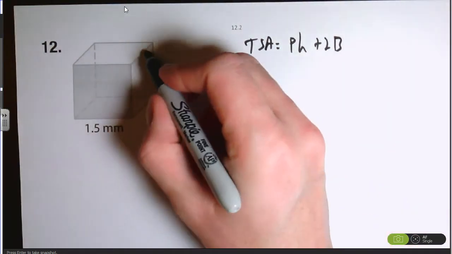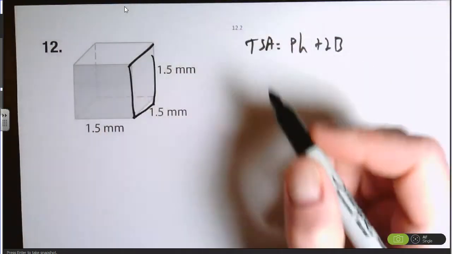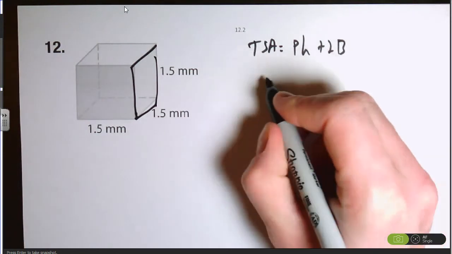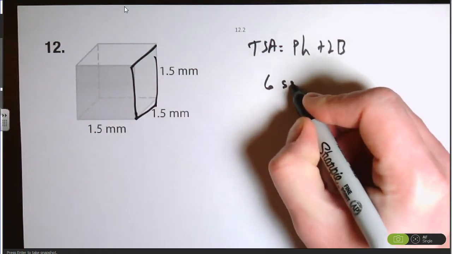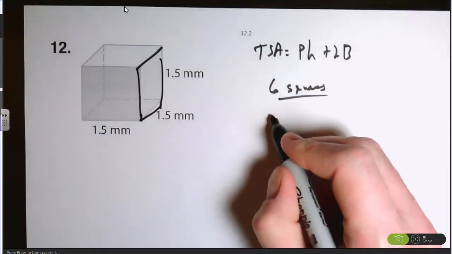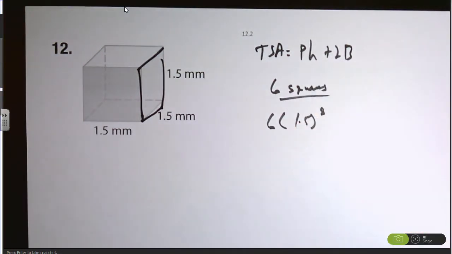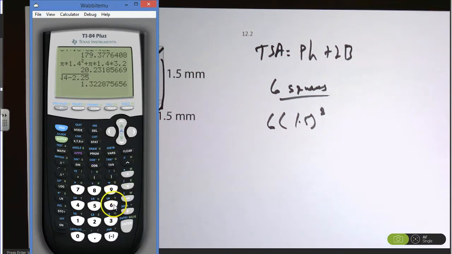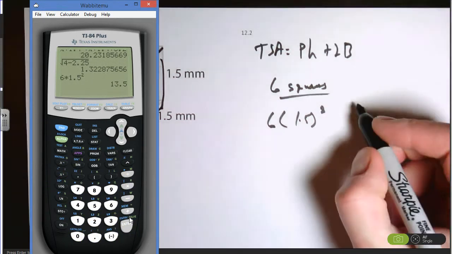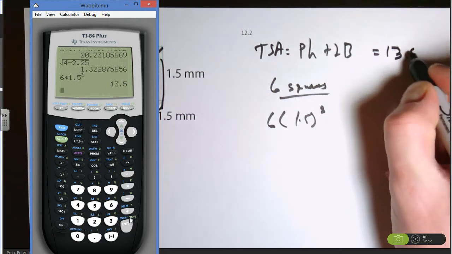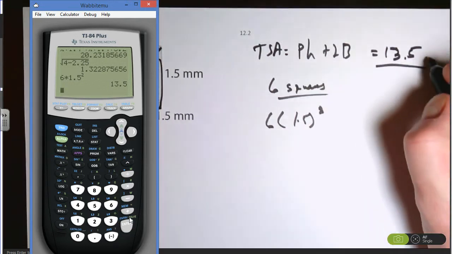In this case here, the bases are squares. So there are 6 of them. So the total surface area will just be 6 squares. So it'll be 6 times 1.5 squared. That's pretty easy to do. 6 times 1.5 squared, which is 13.5 millimeters squared.